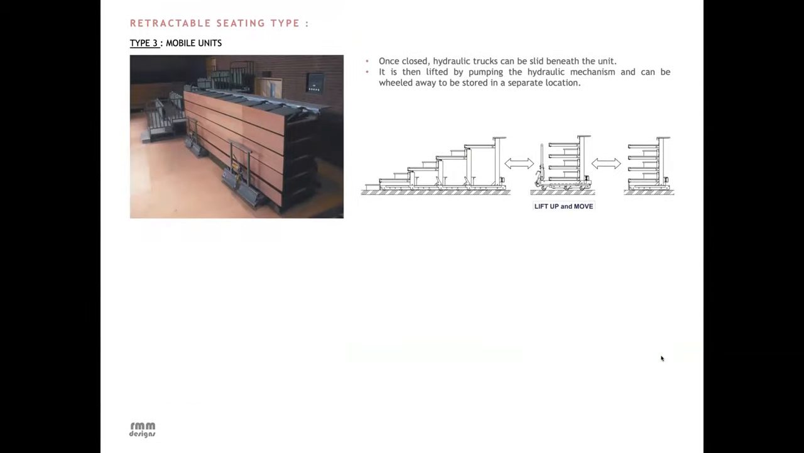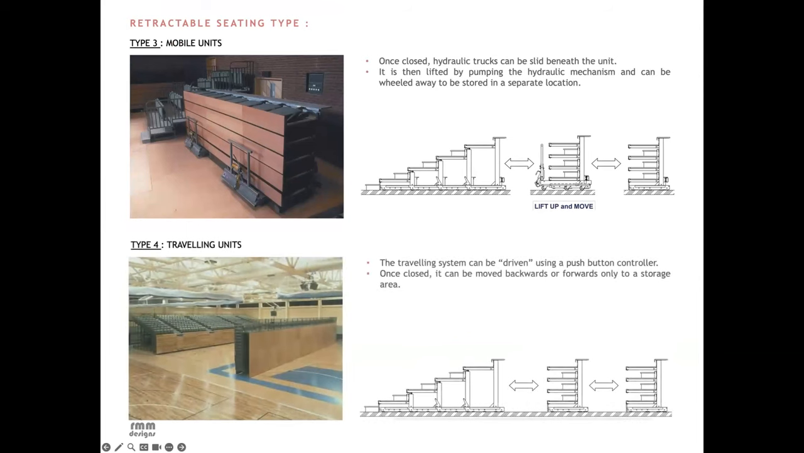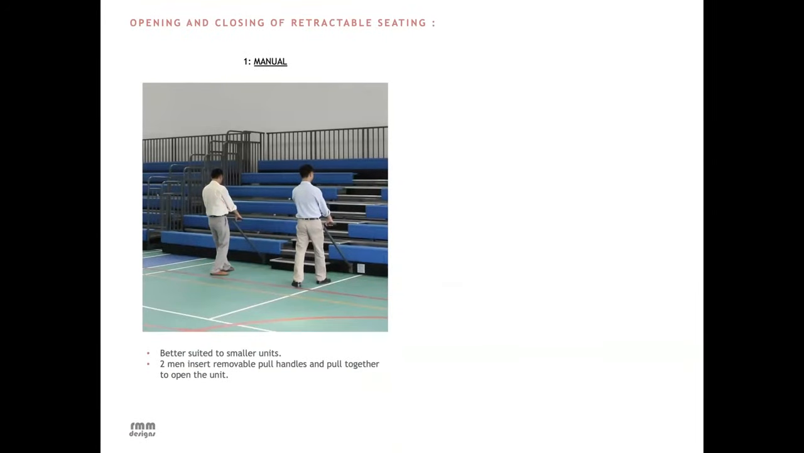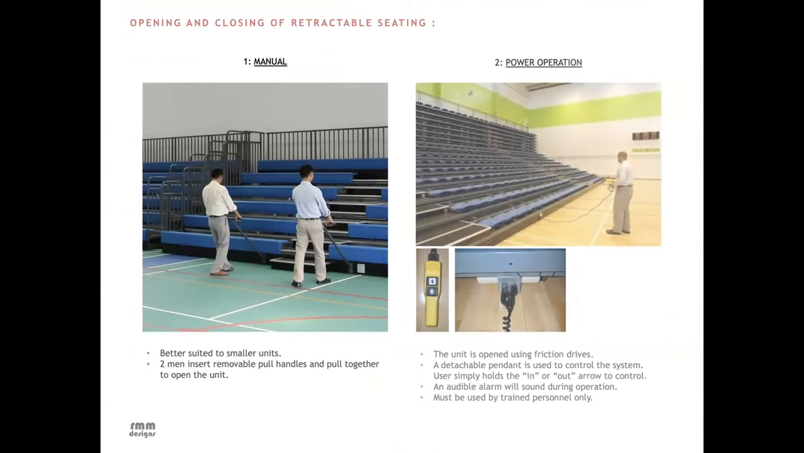These are what are known as retractable seats. These are the stands on which they are fixed and they can be moved. You can have various options here. As you see, they have basketball courts over here. So this is one of the options. Here, they can be manually operated or you can have a motorized system. Most people prefer a motorized system.